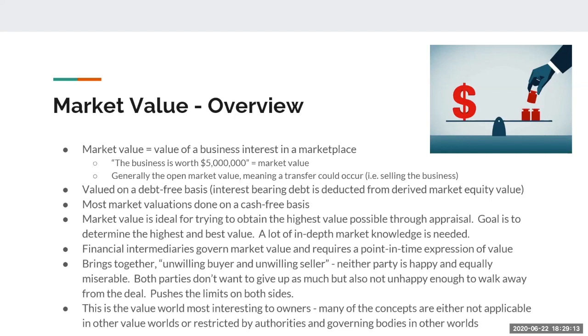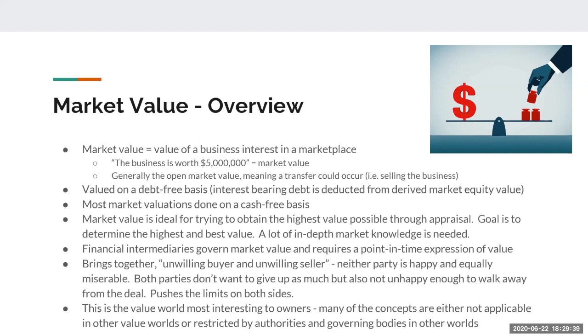Most market valuations are done on a cash-free basis as well. So meaning that when you value a business, typically you are placing a value on all the assets of a business or all of the equity on a business, but any sort of cash reserves or additional equity that comes into play after the deal is done is typically just maintained by the seller.